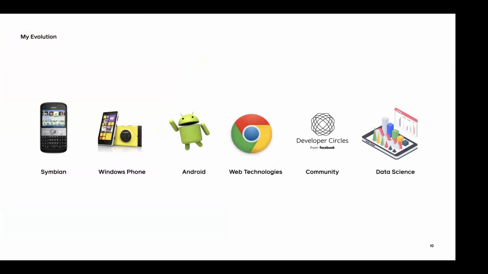Okay, so here, this is just a summary of my evolution. Earlier we saw how the internet has evolved, and this is my evolution. So I started off with Symbian. That's where I learned Java and J2ME, which is just Java 2 Mobile Environment. Windows Phone, I was using C Sharp. Android, I was back to Java. And then for the web technologies and the Chrome plugin that I worked on, I was using JavaScript. And I also learned React from a good friend of mine who offered to teach me React. And so I did a lot of web technologies around there. And being part of a community was very integral in my journey. And now I'm in data science, and that's the direction I want to move into.